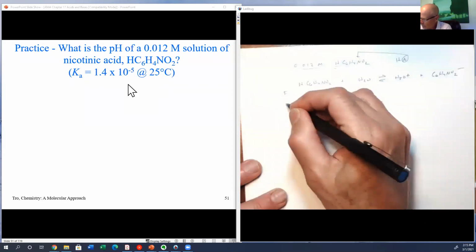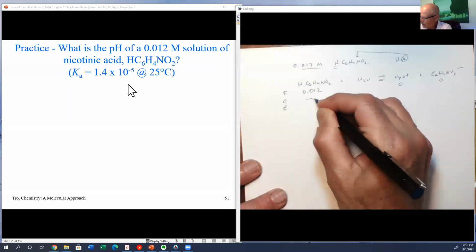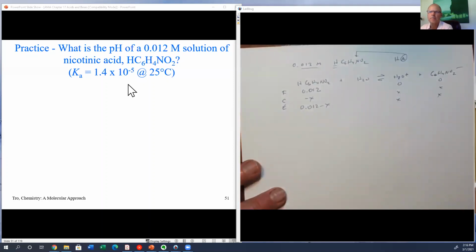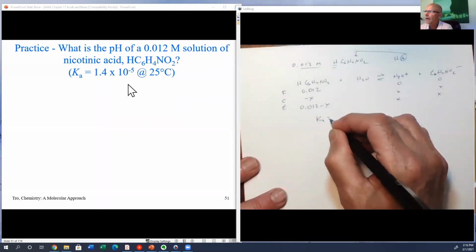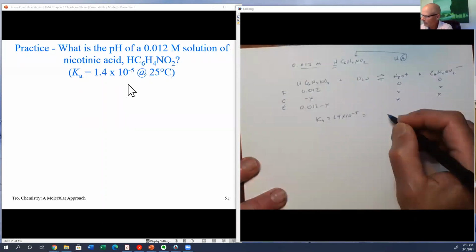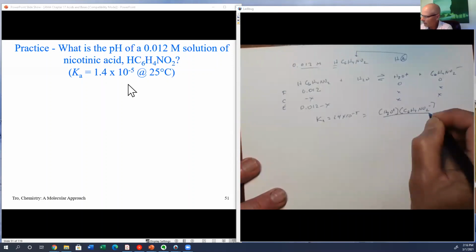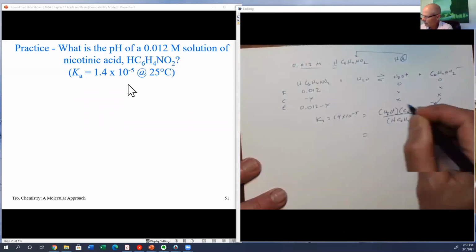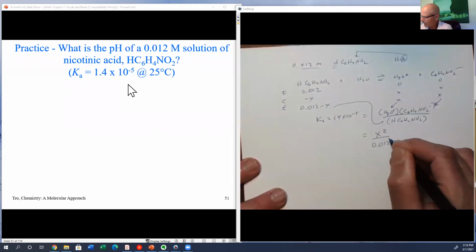And then we set up our ICE table: 0.012, 0, 0, minus x, plus x, plus x, 0.012 minus x, and x. Right? So then you plug into the equilibrium expression, and Ka is given here. Ka is equal to 1.4 times 10 to the minus 5, which is equal to the concentration of H3O plus times the concentration of C6H4NO2 minus divided by the concentration of HC6H4NO2. And then we plug that in there, and we get x squared over 0.012 minus x is equal to Ka.